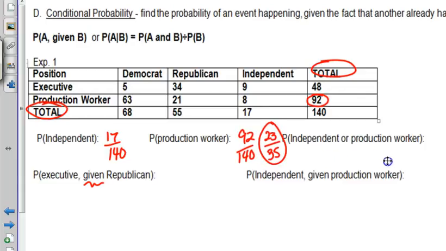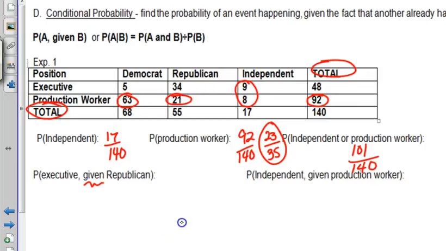Independent or production worker. So all the independents count and all the production workers no matter what, right? So that's the way I do it. I just add them all up. 17, 38, 101. Anybody helping me? Yeah, it's 101, right? Because it's only 39 that don't count out of 140. I don't think that's going to reduce, is it?